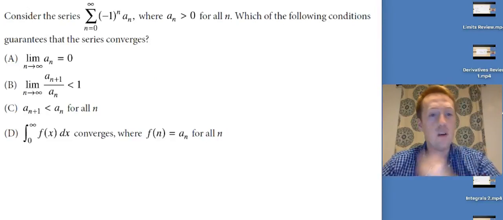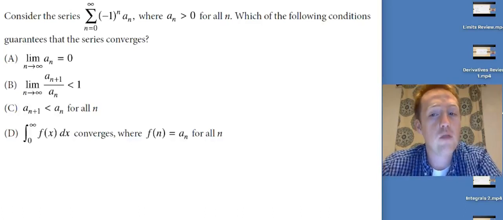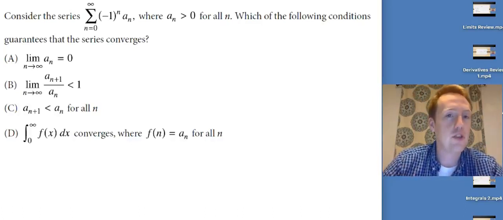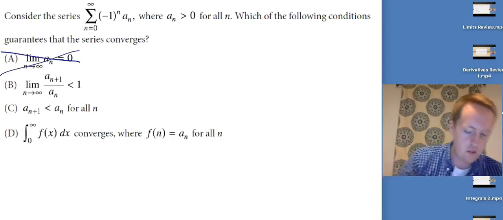Consider the series sum of (-1)^n a sub n, where a sub n is greater than 0 for all n. Seems like it's pretty important. Which of the following conditions guarantees that the series converges? A. The limit as n goes to infinity of a sub n equals 0. Remember, that is insufficient. 1 over n as a sequence converges to 0, but as a series it does not converge. That's not enough.